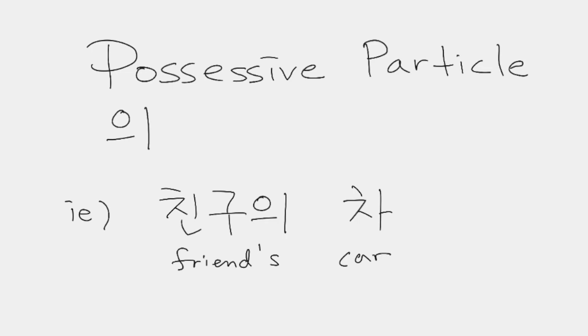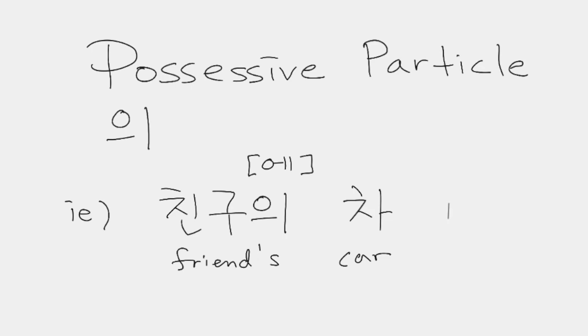car. So when 의 is used as a possessive particle like this, you pronounce it like it's different: 에. So instead of 친구의 차, you would say 친구에 차. Okay? Only when it's used as a possessive particle.